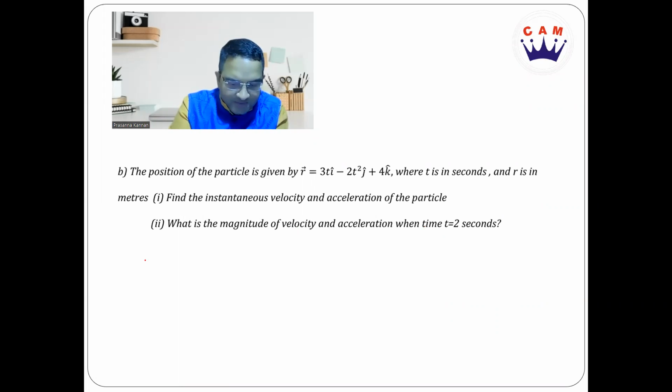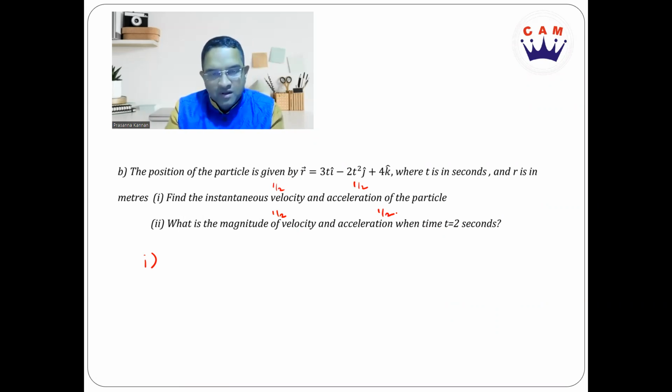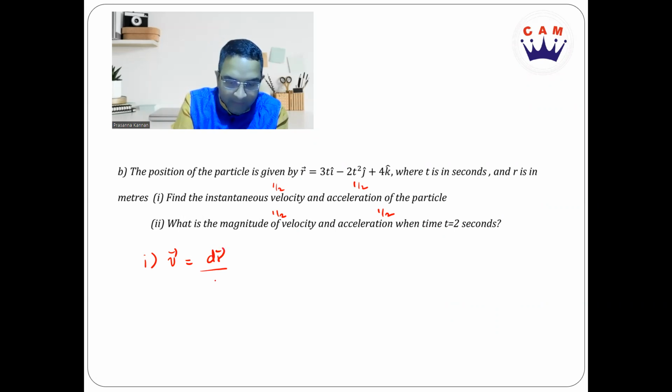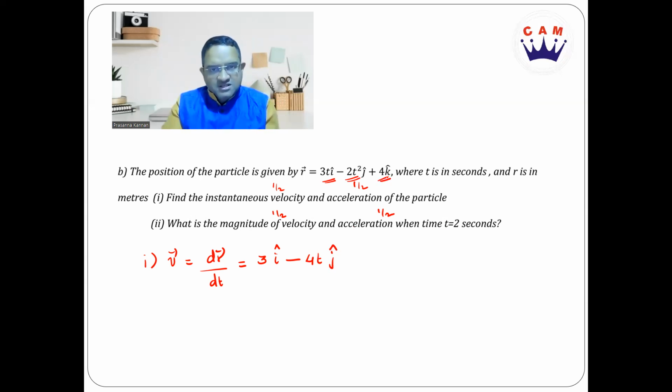So first one is find the instantaneous velocity and acceleration. Each of that is half a mark. So this requires differentiation. Velocity is equal to dr by dt, which would be nothing but differentiation of 3t, which is 3, minus 2t square, whose differentiation is 4t. And 4 is a constant, whose differentiation is 0.